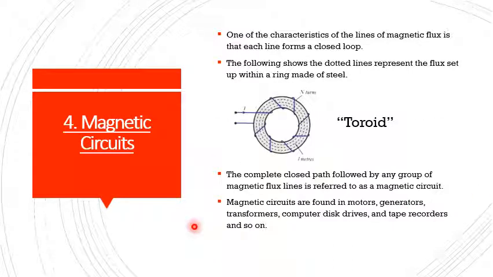Now we look at the magnetic circuit. One of the characteristics of lines of magnetic flux is that each line forms a closed loop. This closed loop makes a magnetic circuit. Magnetic circuits are found in motors, generators, transformers, computers, disk drives, tape recorders, and so on.